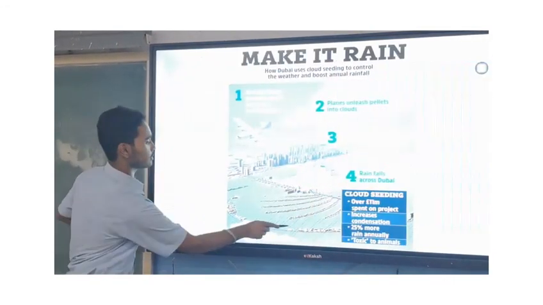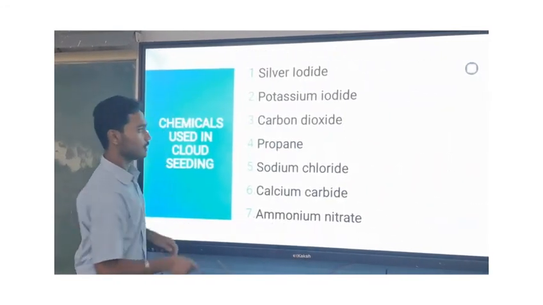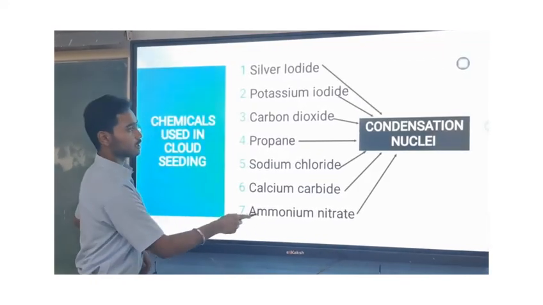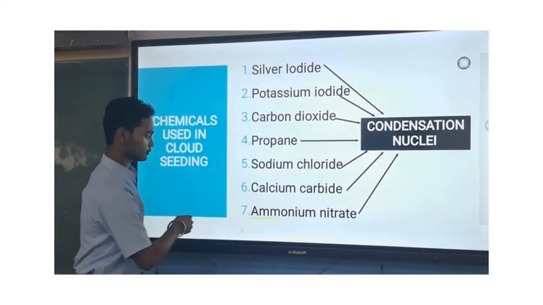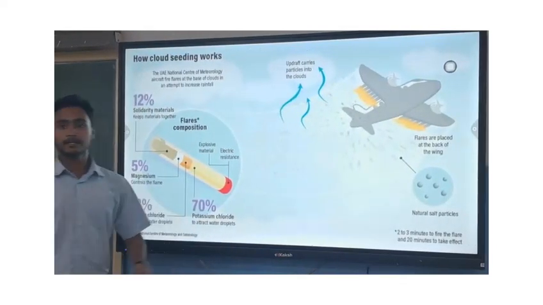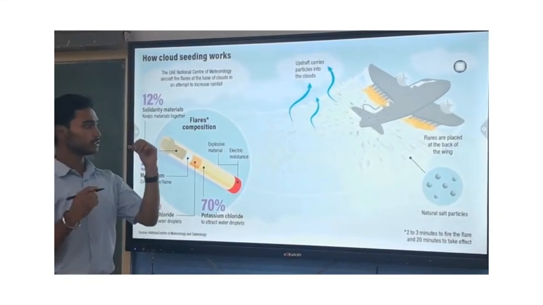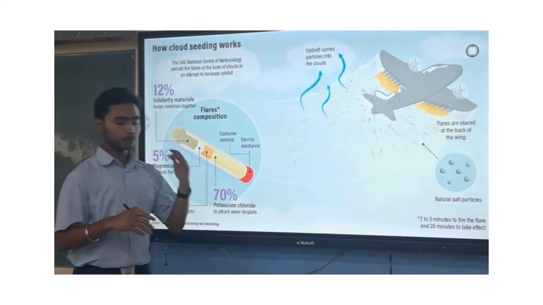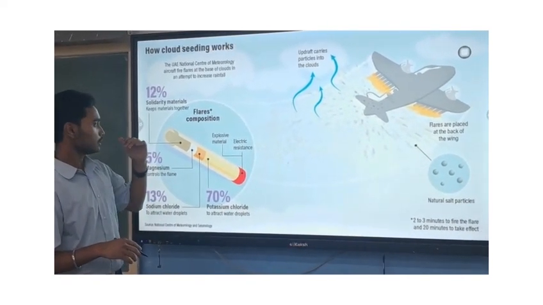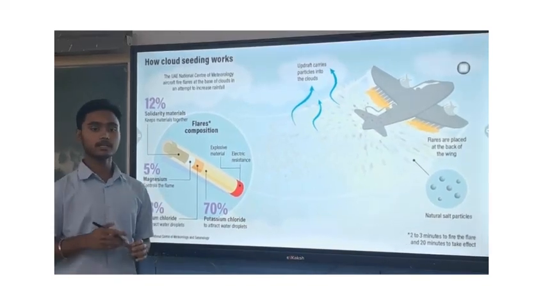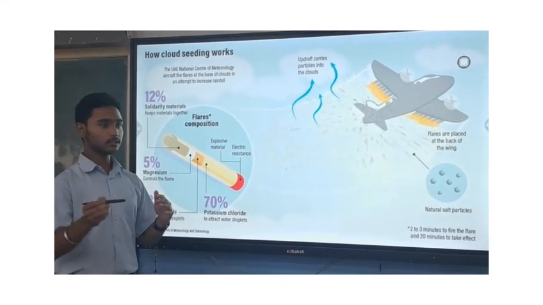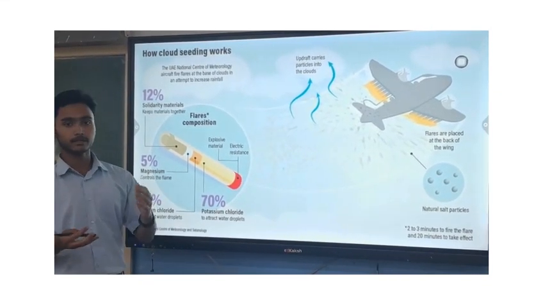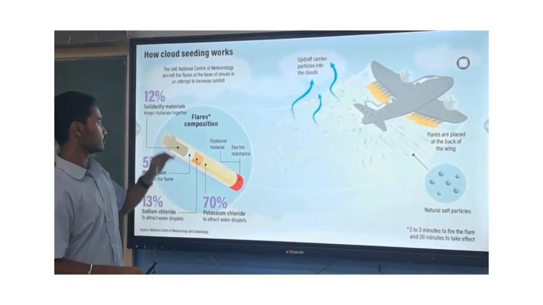And all these small particles are called condensation nuclei. In the method of cloud seeding, chemical compounds like silver iodide are put onto the clouds. These silver iodide particles condense the water particles, crystals, and help in more effective rainfall in those areas.